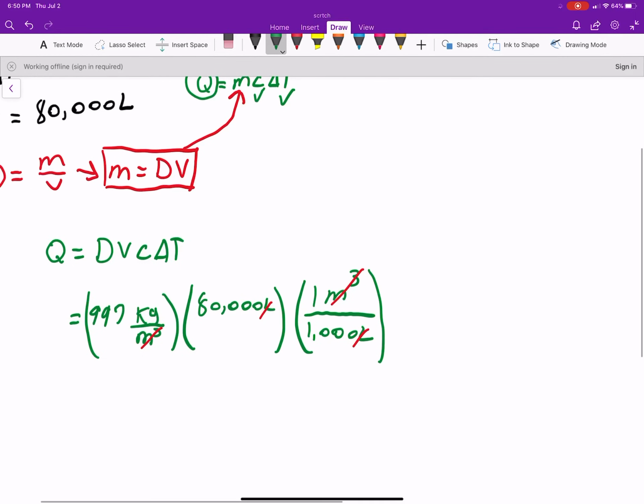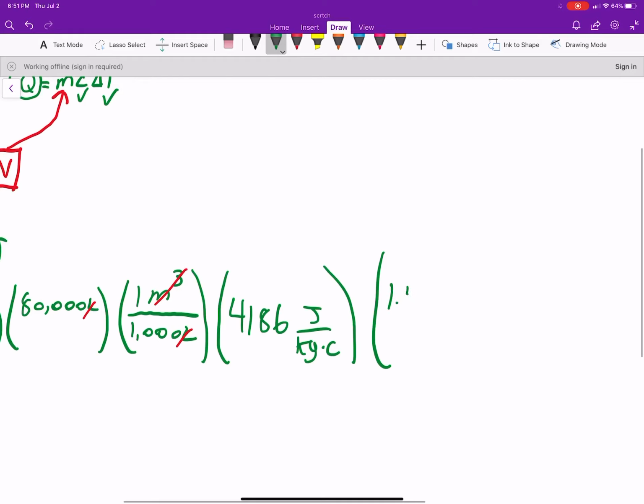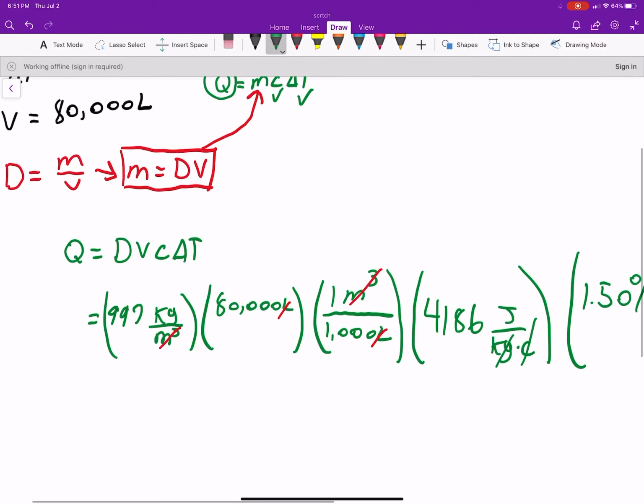So the specific heat is 4,186. That's the specific heat of water. And I want to say that has units of joules per kilogram times Celsius, I think is what that is. And then the change in temperature was given to us. You can see the Celsius drops, the kilogram drops, and we get a unit of joules, which is what we want, because that's energy.